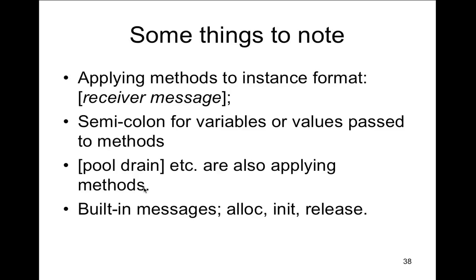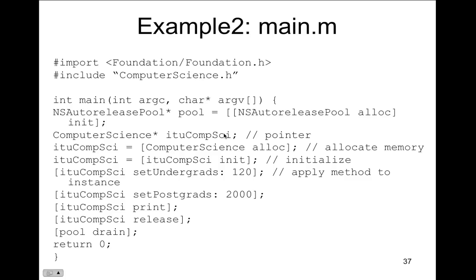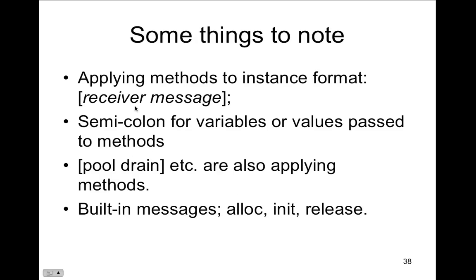So some things to note about the driver program. Applying the methods to the instance, the format, as I mentioned before, is the receiver and then the message. In this particular format, what you're paying attention to is the colon for the values passed to the method. So this would be the colons here. We're sending from this object; if we were to write this in C++, we would go I2 computer science dot set undergrads open bracket 120 close bracket. But we're running it in this format because we're using Objective-C. The concept is the same, shows up in the same spot, same format. We create an instance of the object, and we run the methods on the object.